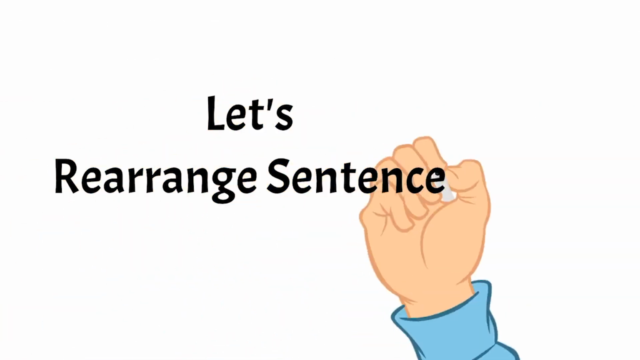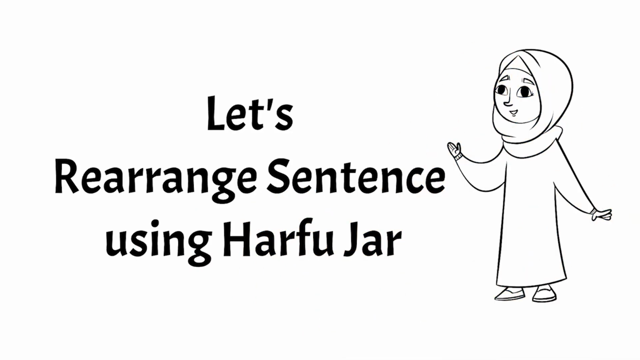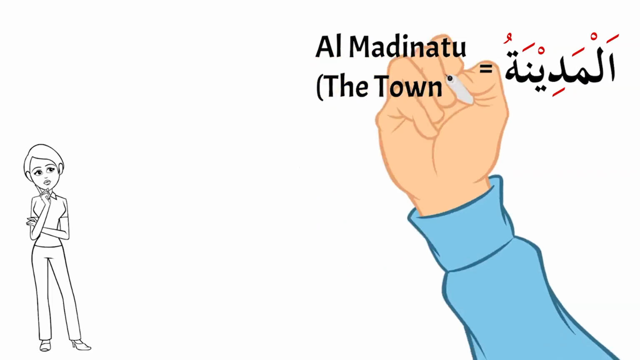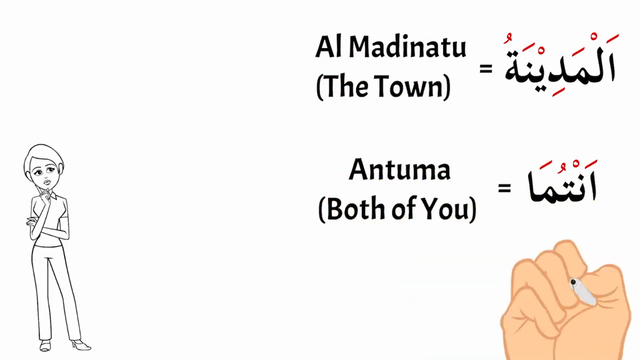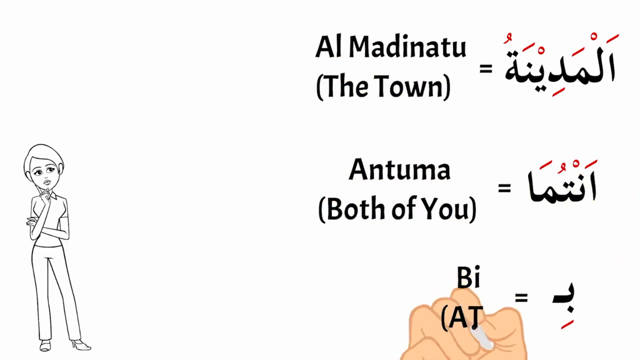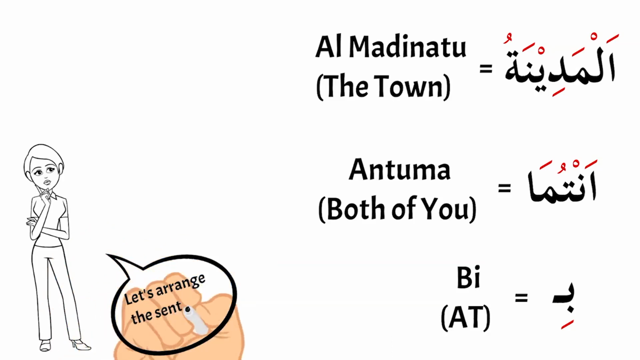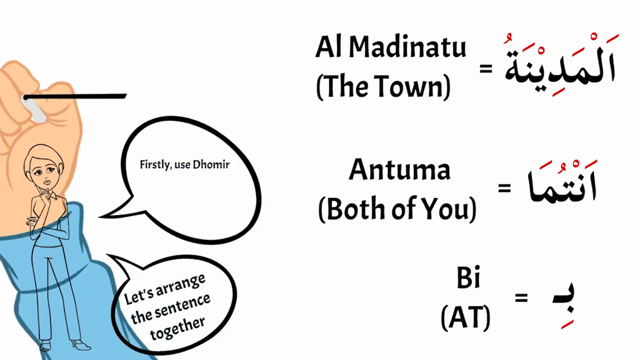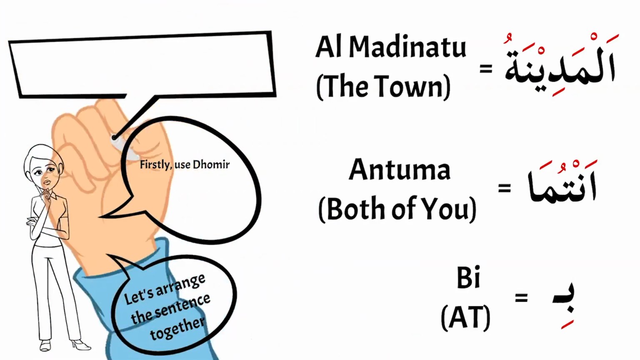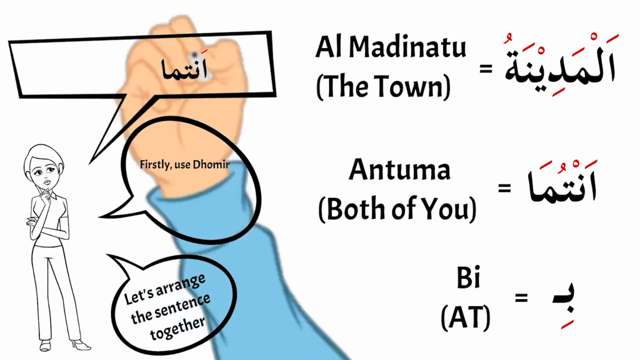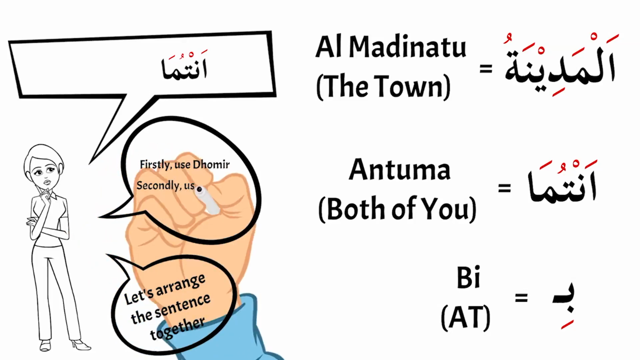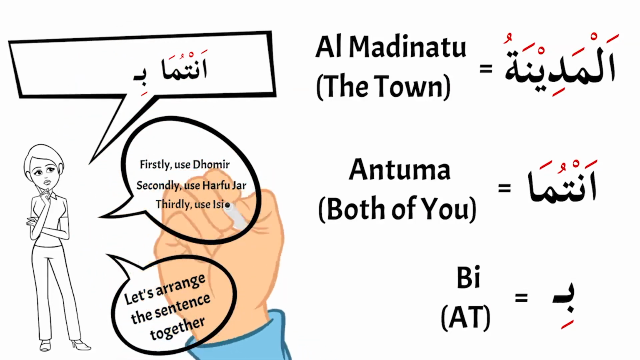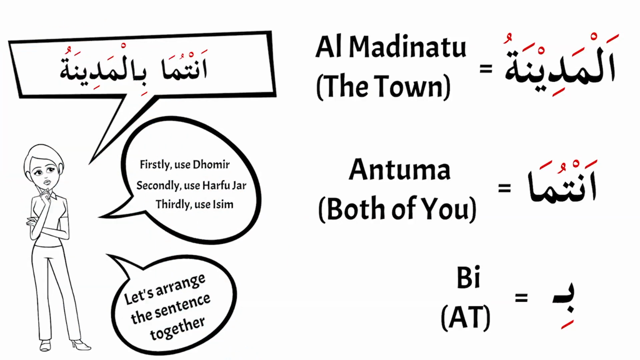Let's rearrange a sentence using Harfu jar. Al-Madinatu, Antuma, Ba. Let's arrange the sentence together. Firstly, use dhamir: Antuma. Secondly, use Harfu jar, Ba. Thirdly, use ism, Al-Madinatu.